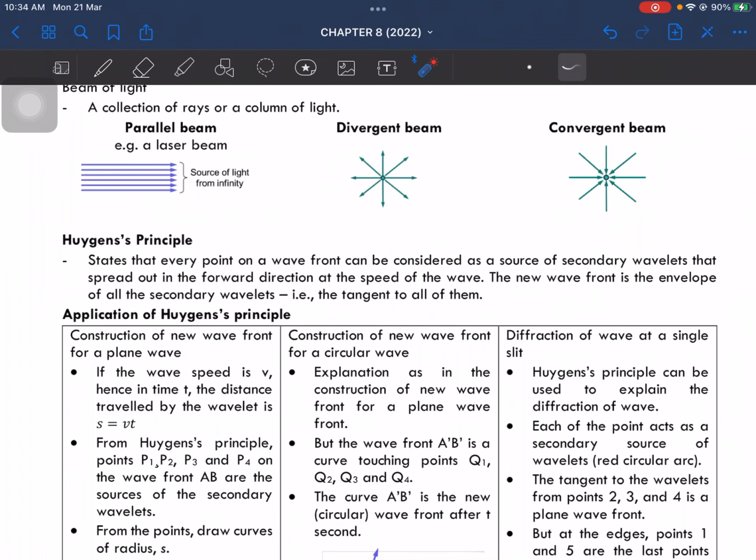We have a parallel beam, divergent beam, and convergent beam. For example, a laser is a type of parallel beam. Then we have divergent beam, which diverts away from the source. And then convergent beam is a beam that points towards a single point.